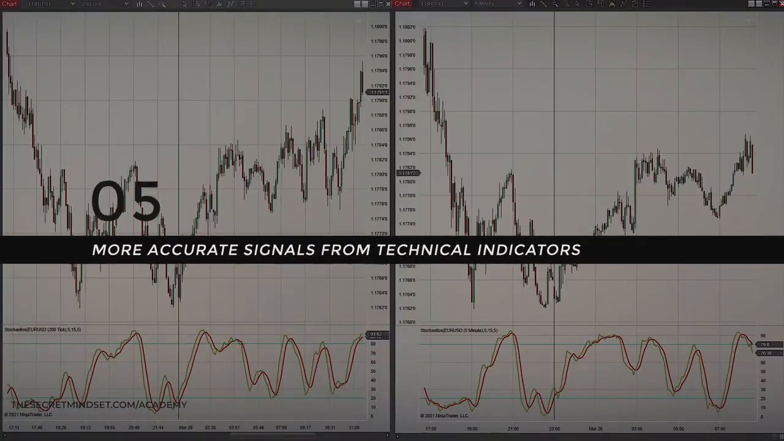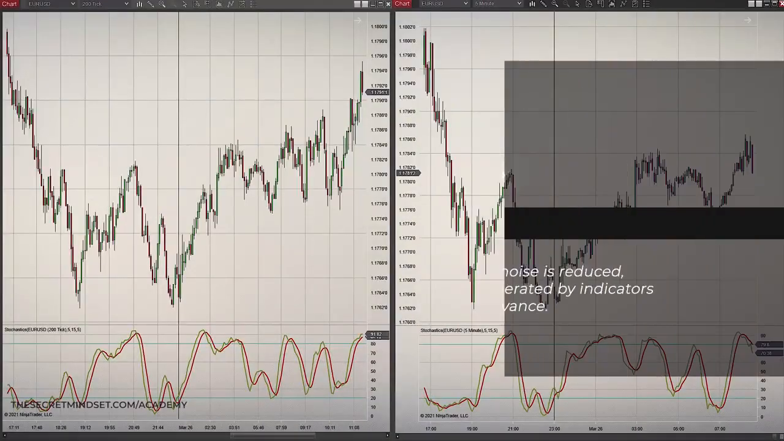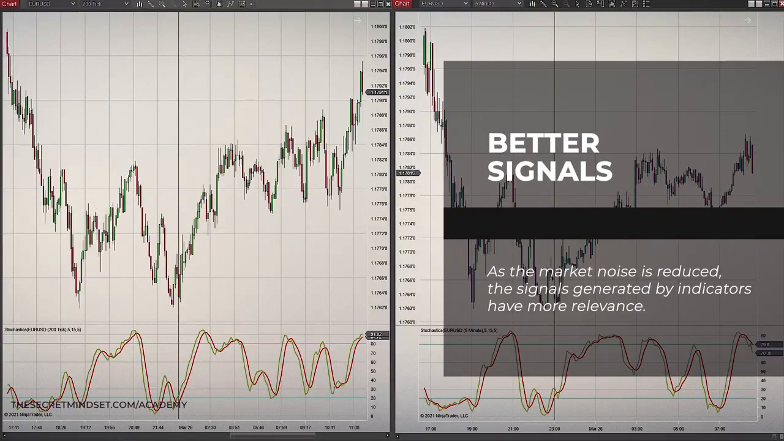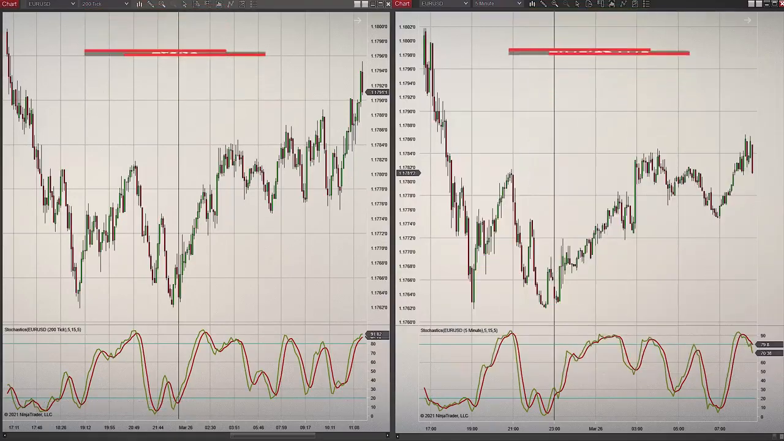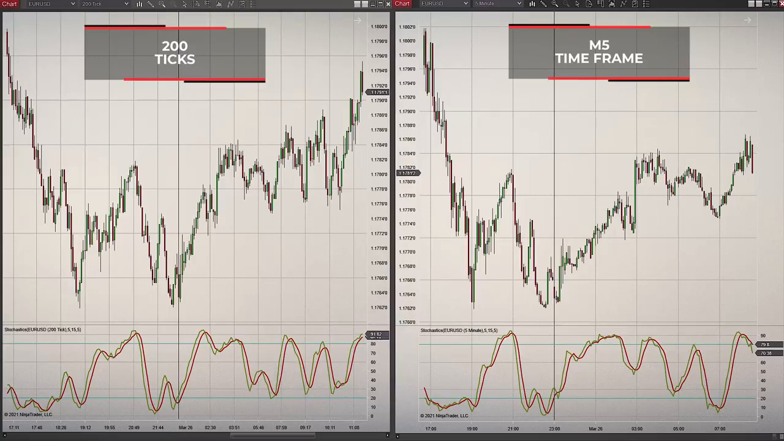Number 5. More accurate signals from technical indicators. When using tick charts, traders receive more accurate signals from the technical indicators they use because the market noise is reduced, so the signals generated by indicators have more relevance. Take a look at this 200 ticks chart with the stochastic oscillator added, and look at the divergence signal visible on the indicator when using tick charts.